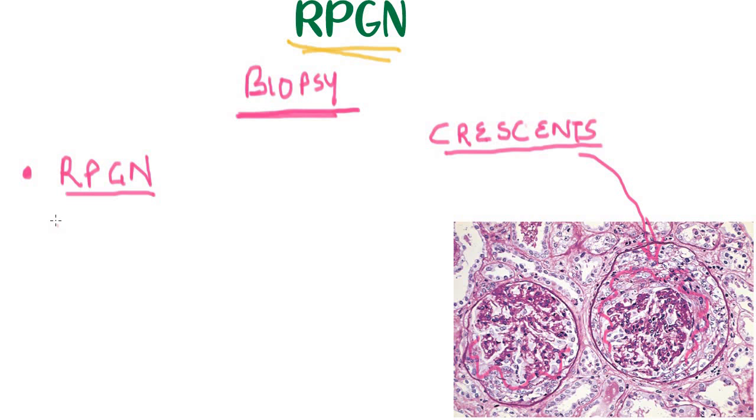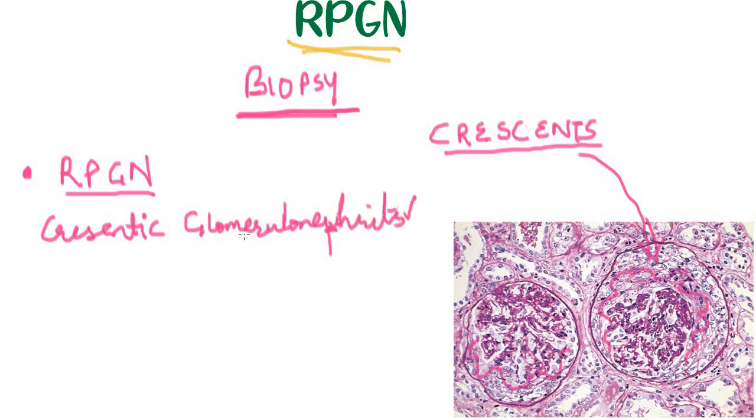Therefore, RPGN is also called crescentic glomerulonephritis. So the biopsy will show us the crescents. Now this is all about the clinical features of RPGN and the biopsy findings in RPGN.